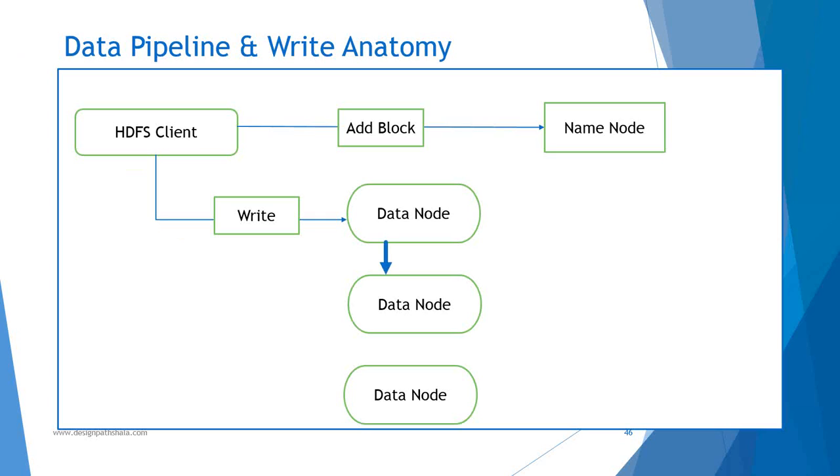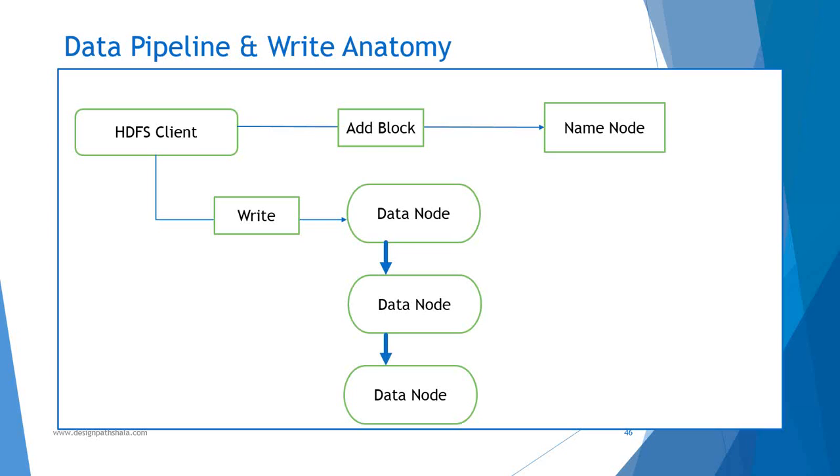Then the data is written from the client to that data node, and then the first data node really writes or copies the data to the second data node. There is no direct communication between the name node or client and the second data node. The communication happens from the first data node to the second data node. The name node never comes into the picture in the whole write framework.